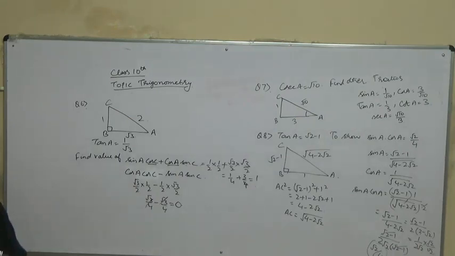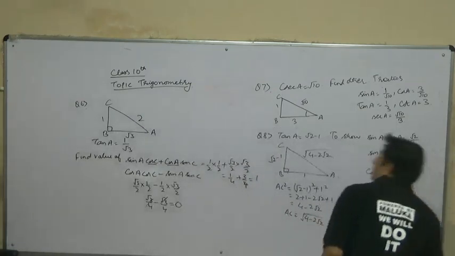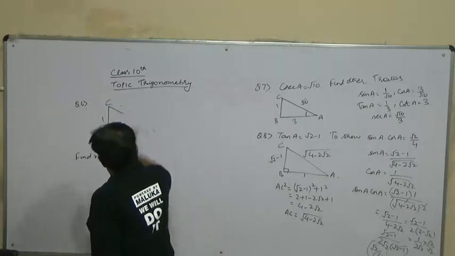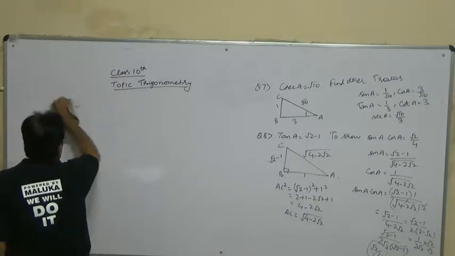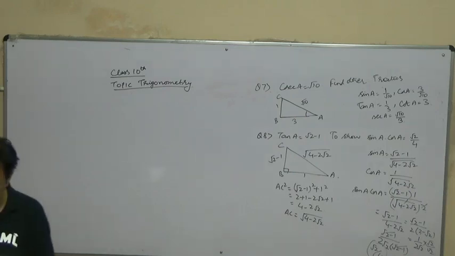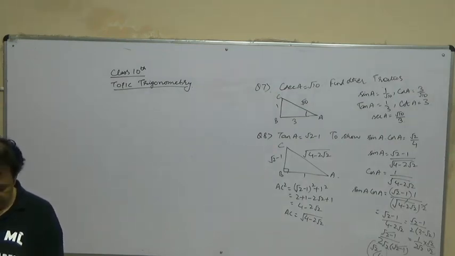Then in this case, what we want to do, right angled at C. Okay, we move to the next part, but before that, we will rub it.